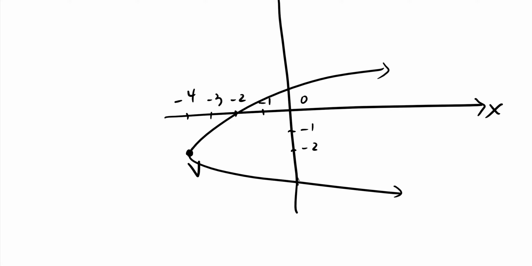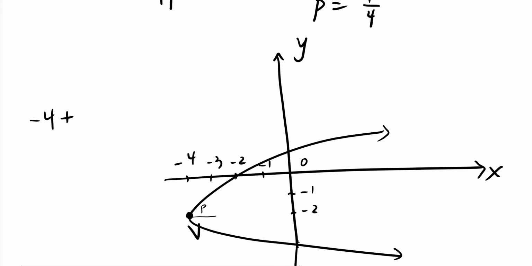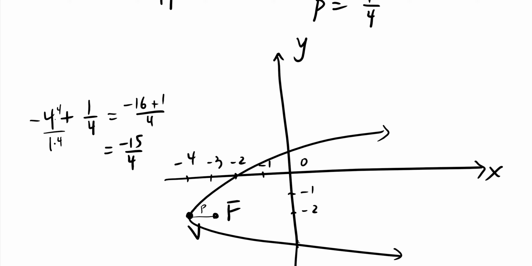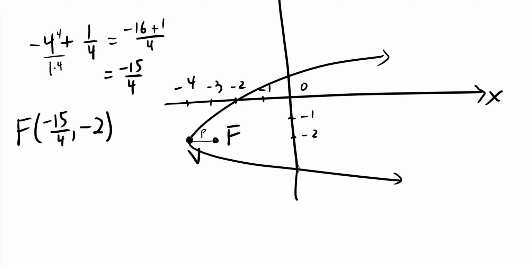How do you find the focus? Well, the focus is inside, so you want to move a p distance. From -4, we are going to add the 1/4. So that's -4 over 1 multiplied by 4 over 4, you get -16 plus 1 over 4, -15/4. So this means the focus has coordinates -15/4, comma, -2. Those are the coordinates of the focus.